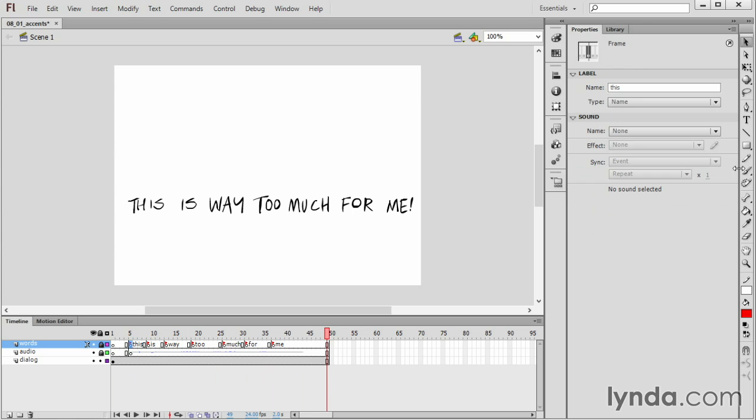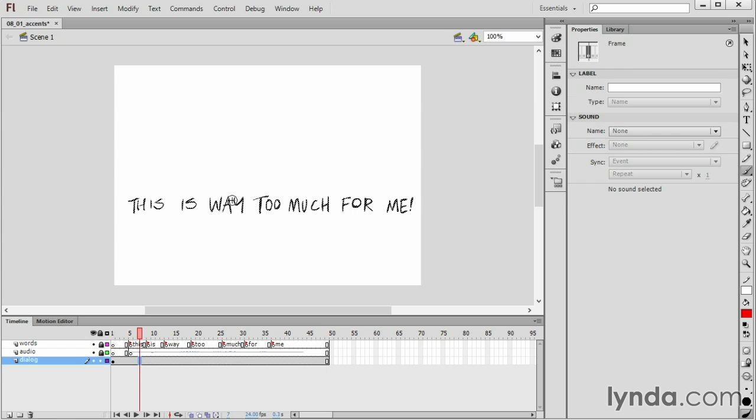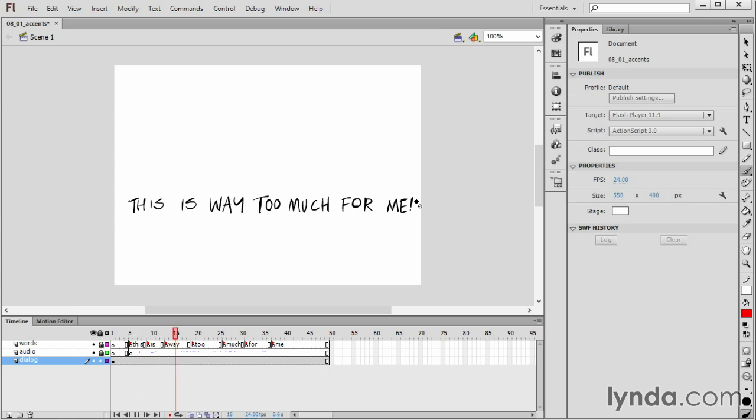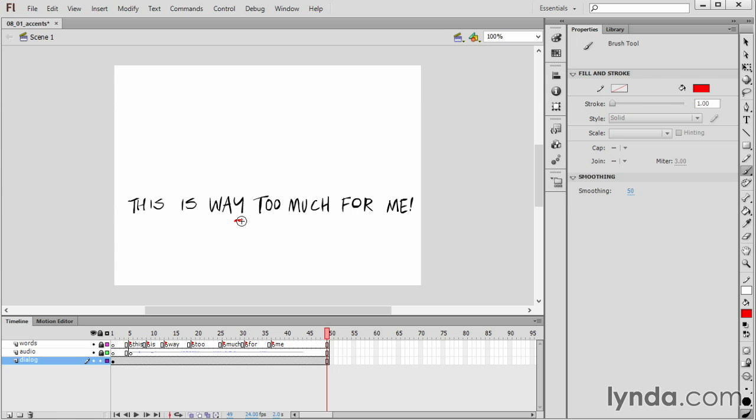So what I'm going to do is get the brush tool, and you can do this on paper if you like. I'm going to draw on the dialogue layer where I've written out the dialogue by hand. This is way too much for me. So I'm thinking way is the high point. So let's make a little dot up here.